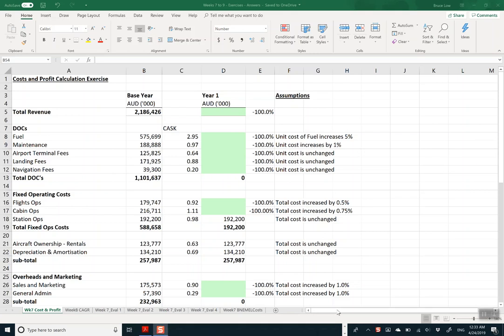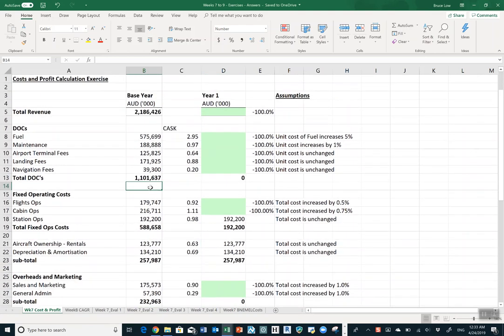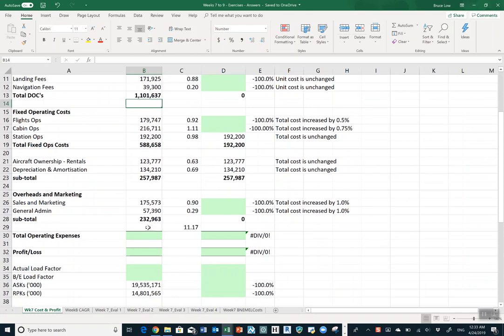Okay, so I was asked if I could redo the cost profit calculation exercise, so I'm going to do it here. All the green cells are the ones you want to find out. Basically we'll just work down the base year first. We've got expenses, so that's just adding up the different expense categories.